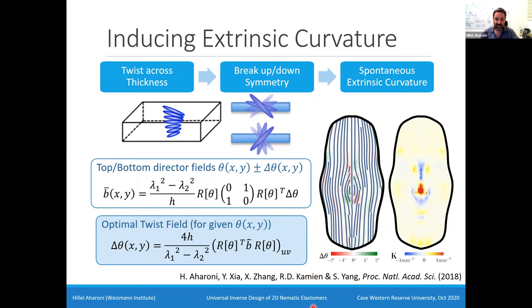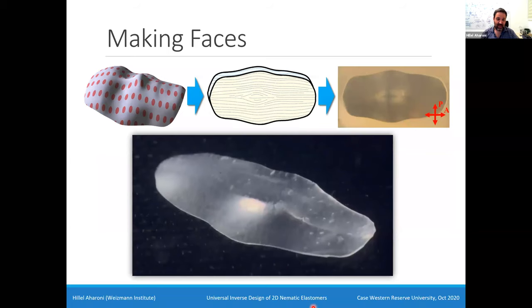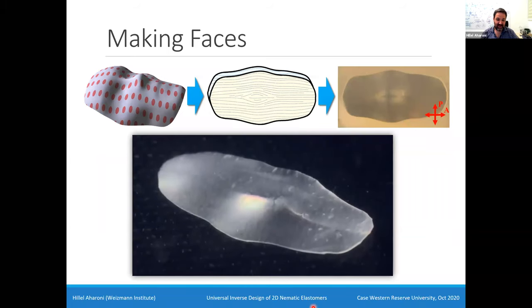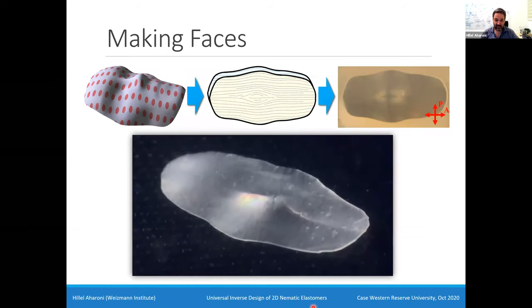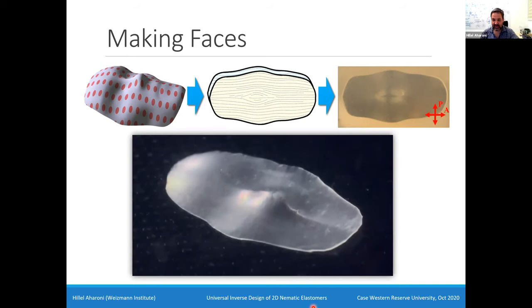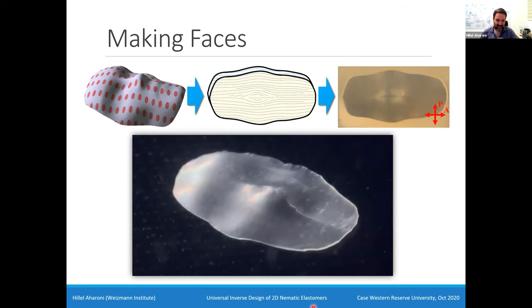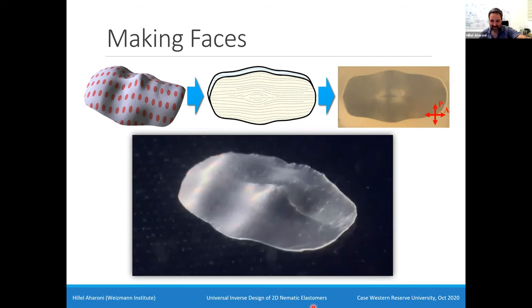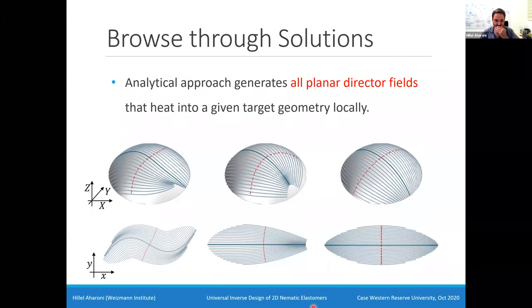Okay, so this extra degree of freedom now allows us to basically make a flat director field that would fold into the shape of a face or other shape that we want. Of course, the procedure is not exactly perfect. Also, there is a question of how to cut the boundary. In this video, it was cut manually, so you can see a lot of distortions around the boundary.